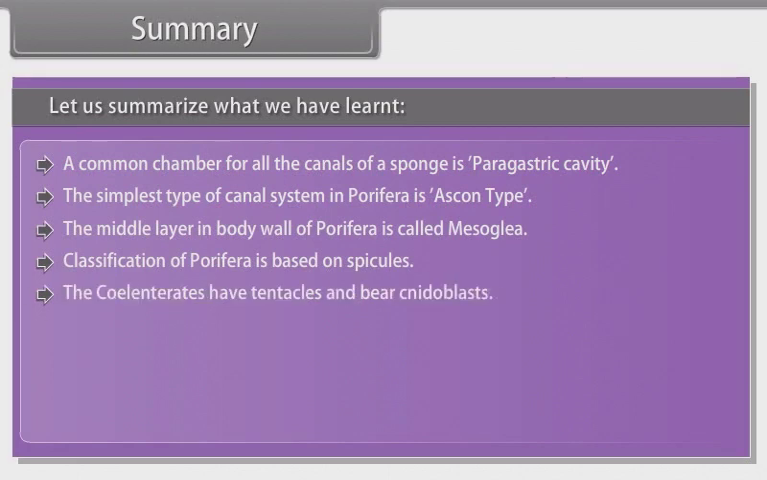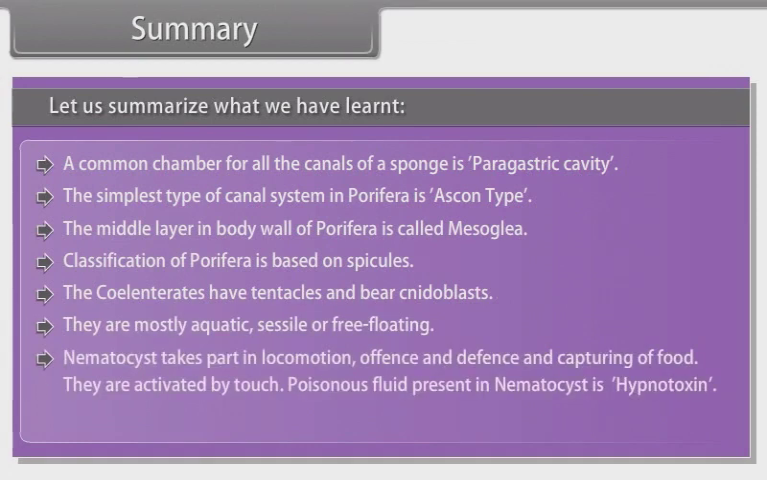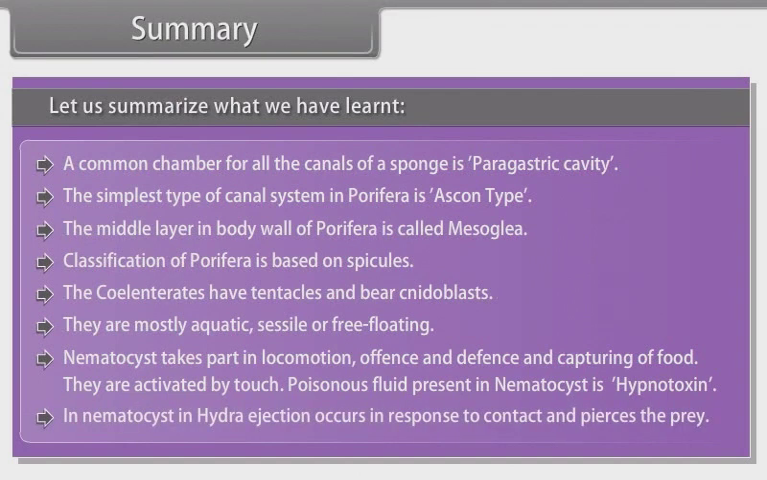The coelenterates have tentacles and bear cnidoblasts. They are mostly aquatic, sessile and free-floating. Nematocyst takes part in locomotion, offense and defense and capturing of food. They are activated by touch. Poisonous fluid present in nematocyst is hypnotoxin. In nematocyst, in hydra, ejection occurs in response to contact and pierces the prey.